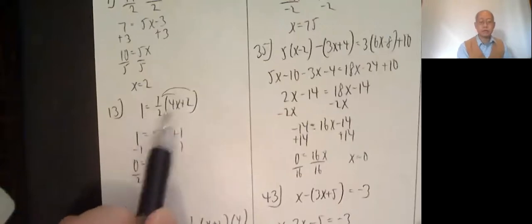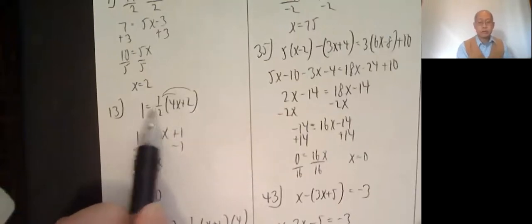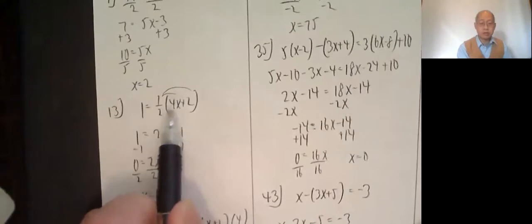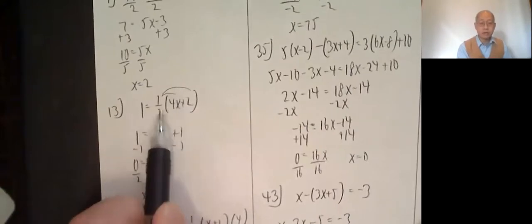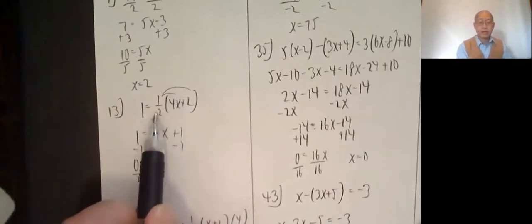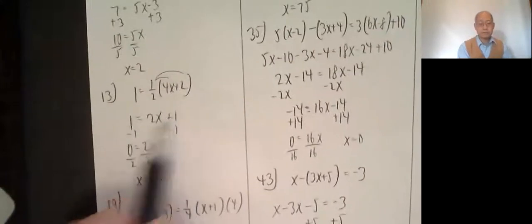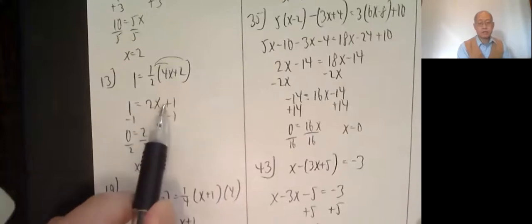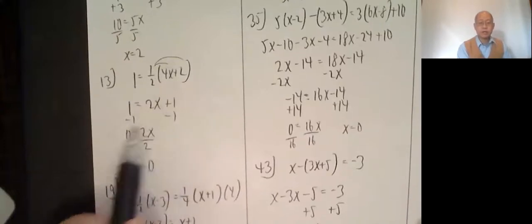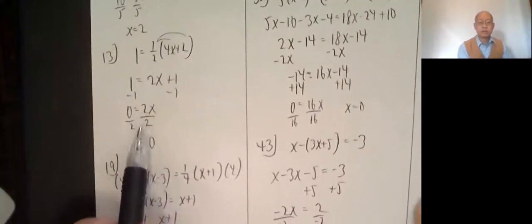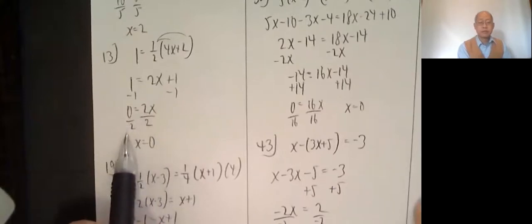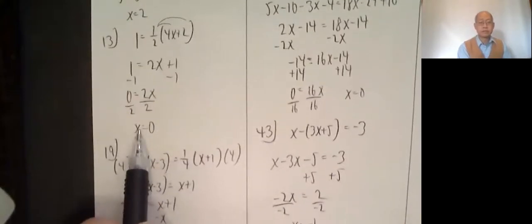13, this time I will distribute. Optionally, you could multiply both sides by 2, but since I know that both of these are even, if I distribute, I kind of cancel the fraction anyway. So 1/2 times 4x is 2x. Half of 2 is 1. So I have 1 equals 2x plus 1. Subtract 1 on both sides. 0 equals 2x. Divide by 2. 0 equals x, or x equals 0.